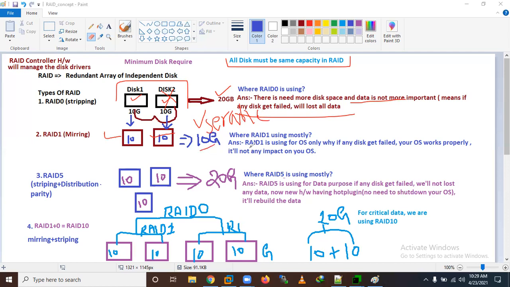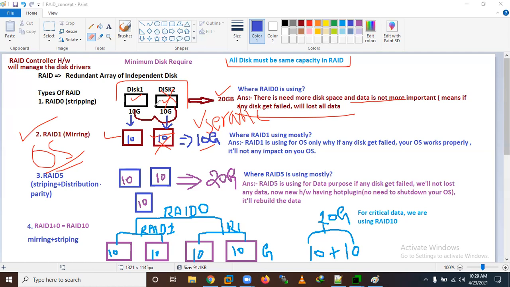RAID 1 is mostly used in servers for OS installation, for the OS only. If one disk fails, it will have no impact on your operating system. So in a real scenario, we use RAID 1 for the operating system. If something goes bad in one disk and it fails, your operating system will run as usual.